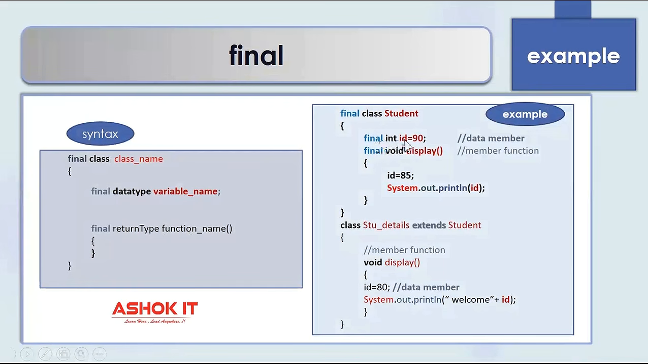Whenever data member is declared as final, it cannot be modified. And whenever we declare a method as final, it cannot be overridden. So the data member cannot be modified, the class cannot be inherited, and the method cannot be overridden if it is declared final. So to see it practically, we will be using Eclipse IDE to practically do the program.